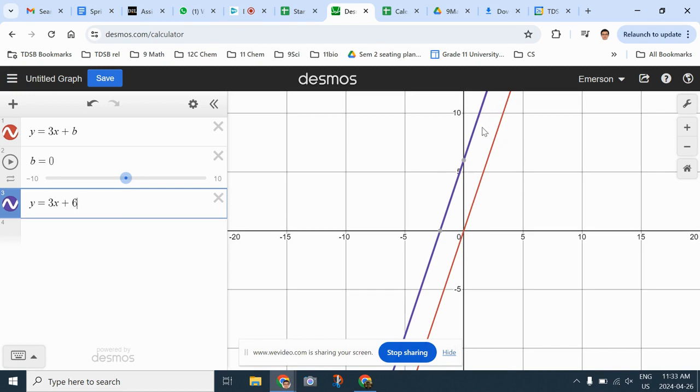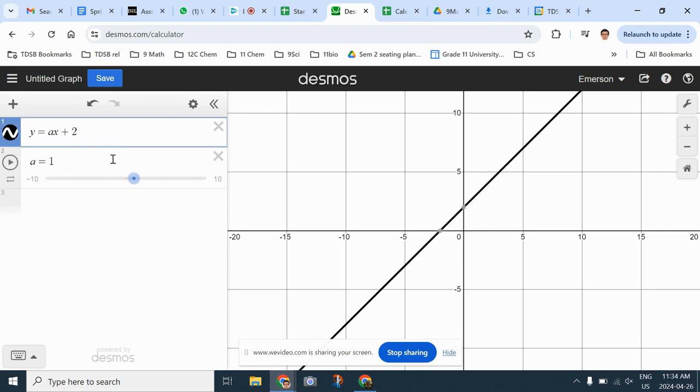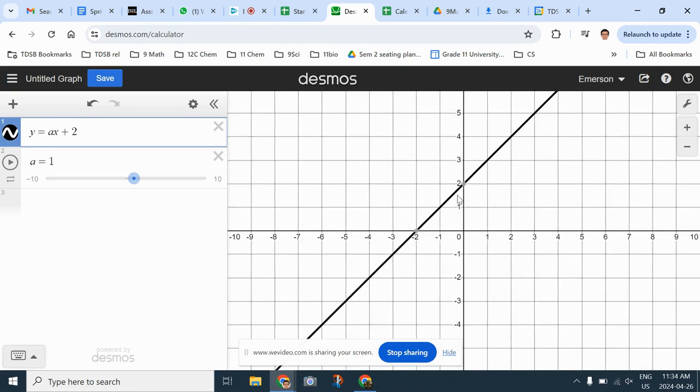Okay. Now, activity 2, they say delete everything. So I'm going to delete all my previous things. And they say type in this equation, y equals ax plus 2. So now you can actually click on the slider, and then you have the slope. The default slope is 1. Okay, so you notice a line here. I'm going to zoom in on the line so you can see that the y-intercept here is 2.